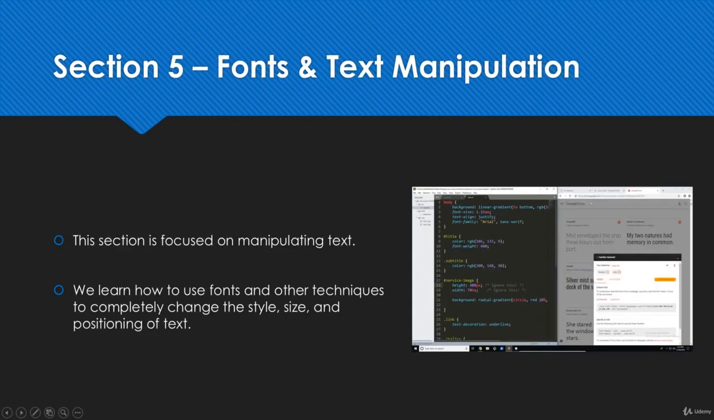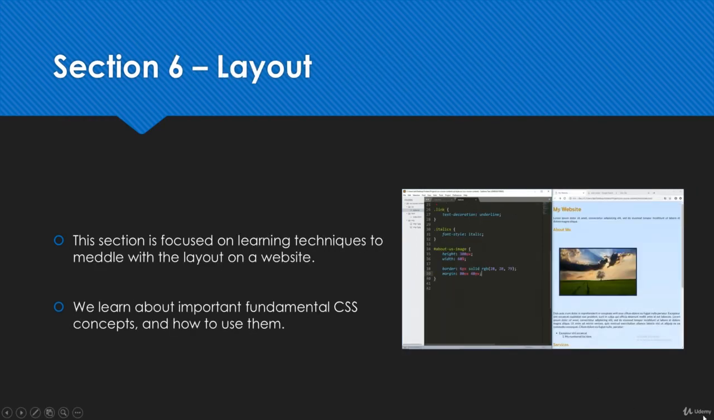The next section is going to be looking mainly at text. We're going to be looking at trying to change the feel, style, and look of text. We're going to be changing the fonts, the size. We're also going to be changing the bolding. There are so many different things that you can do in this section, and we're going to cover all of them then. So the next section is where we take a turn from looking at styling and look now at layout.